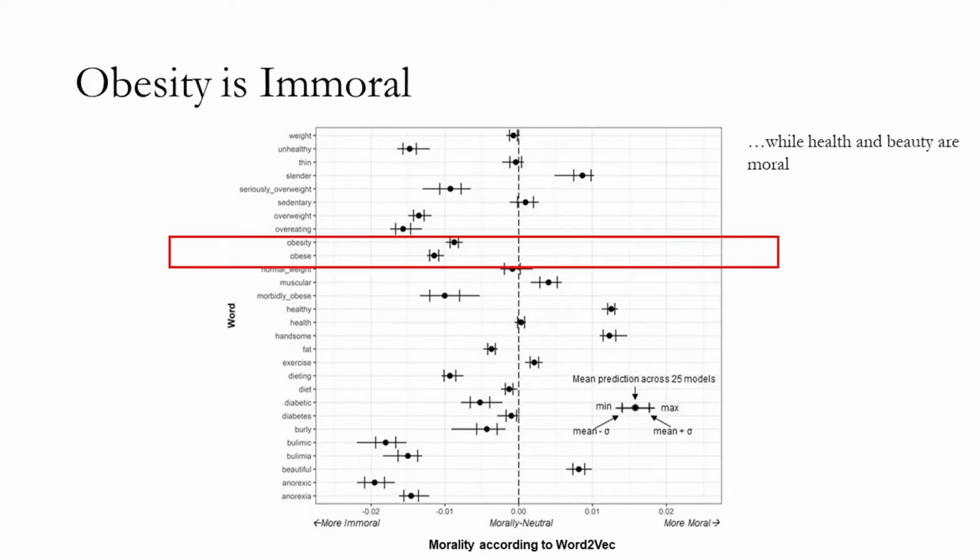In the case of morality, again, obesity and obese are immoral. But it's not just that. We can start noticing that, in general, health and beauty are moralized, while illness in general is immoral. We can compare specific words. You'll notice that the words thin and slender come out very different across all of these different dimensions. Thin is always a little bit more negative than slender.